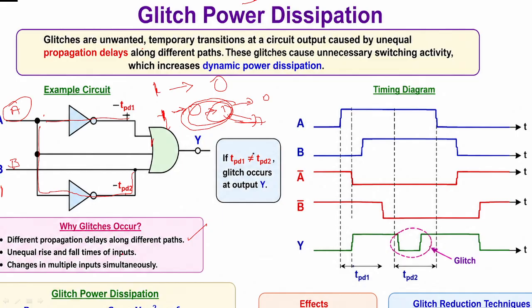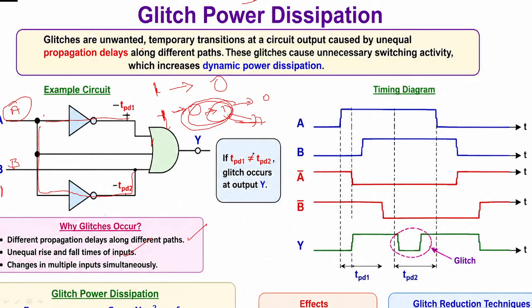Unequal rise and fall times in inputs are also causes, and simultaneous changes in multiple inputs. These cause glitch power dissipation. This is about glitch power dissipation. So because of unwanted transitions in a circuit, you may get power dissipation.